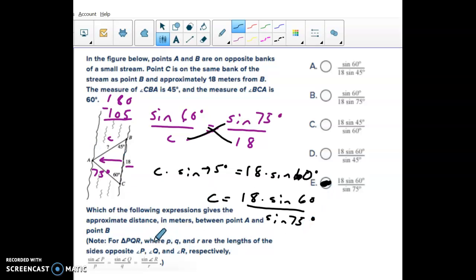All right, so a little bit tricky, but they give you the formula and you just have to know how to apply it to this situation. All right, hopefully that helps.